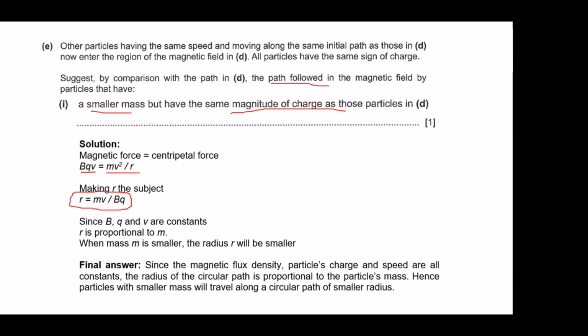So R is proportional to mass. A smaller mass means the radius will be smaller, so you go into a smaller circle. You describe a circle of a smaller path. So a smaller mass will have a circular path of smaller radius. Okay, this question asks you to suggest, right? So there's a fair bit of explanation required. A smaller mass will give you a smaller radius because of the formula R equal to mv over Bq.